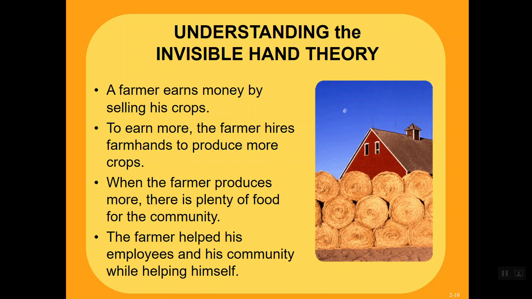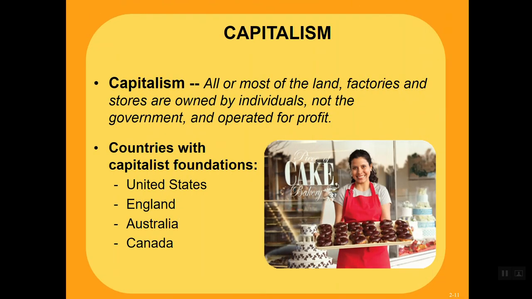The United States economy is founded on capitalism. That's where most of the land, factories, and stores are owned by individuals, not the government, and operated for profit. So that means individuals in the United States or under any capitalistic economy own the factors of production, and included in factors of production are services, including retail and retail operations, which are considered companies that sell merchandise.